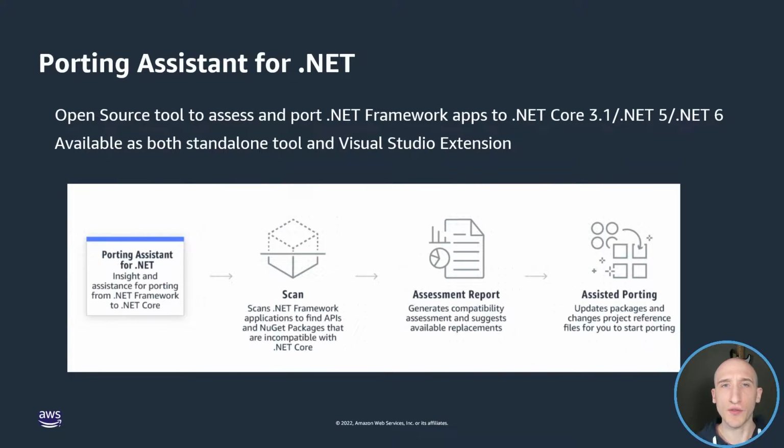One of the tools I'd love to show today is the Porting Assistant for .NET. If you're not familiar with it, it's an open source tool that assesses and ports .NET Framework apps to .NET Core, .NET 5, .NET 6, and as of a couple of weeks ago, .NET 7. It's available as both a standalone tool, which means it's an executable that runs in Windows, as well as a Visual Studio extension, Visual Studio 2019 and 2022 to be exact. Like I mentioned, it's open source on GitHub, and I'll show you some of the links to that later.